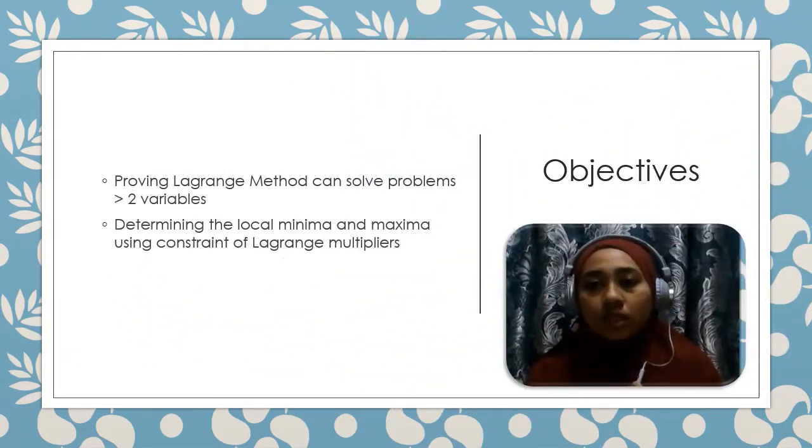Next, our objective. For our study, we have two objectives. First, to prove the Lagrange method can solve problems with more than two variables. Our second objective is to determine the local minima and maxima using constraints of Lagrange multipliers.